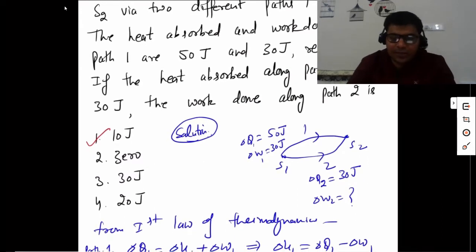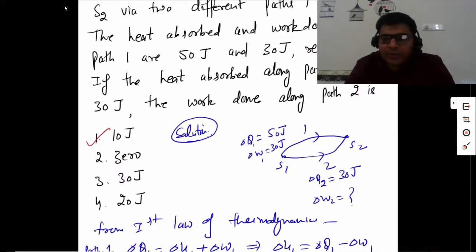So basically, here we can see we have been given 2 points, two states, S1 and S2. The initial state was S1 and the system went to S2, the final state, but via two different paths, let's say 1 and 2. In path 1, the heat absorbed was 50 joule and the work done was 30 joule. However, in path 2, the heat absorbed was 30 joule and the work done we had to calculate.